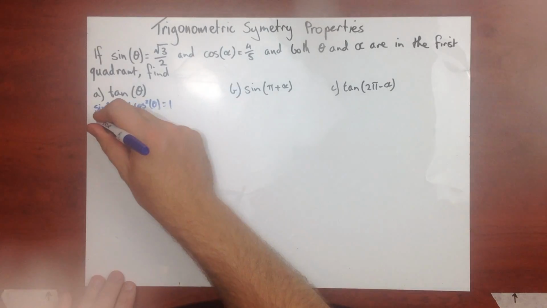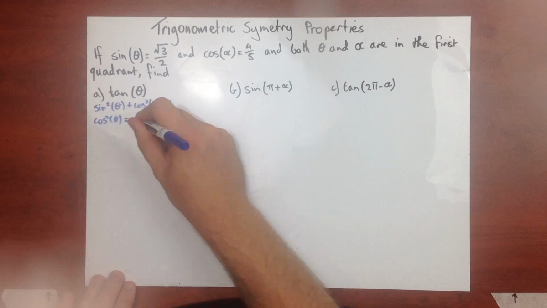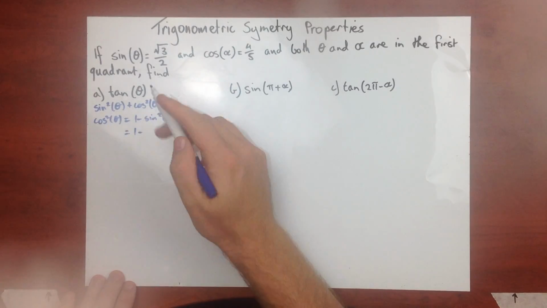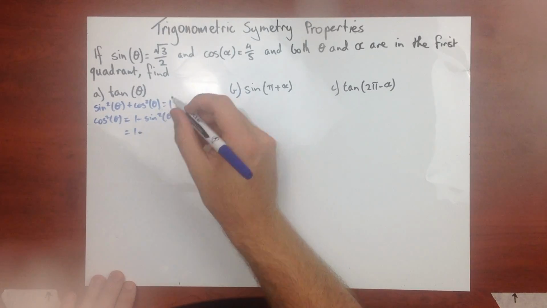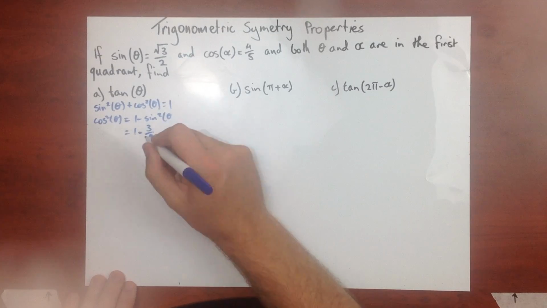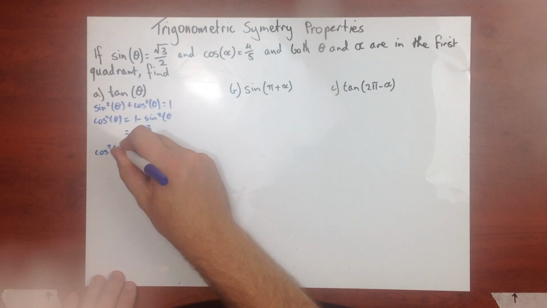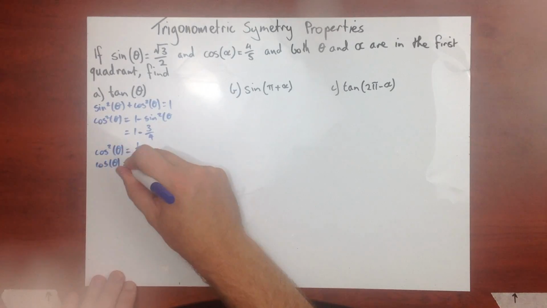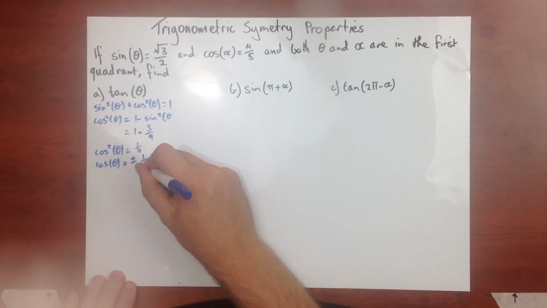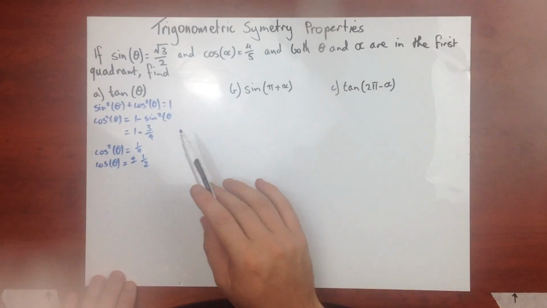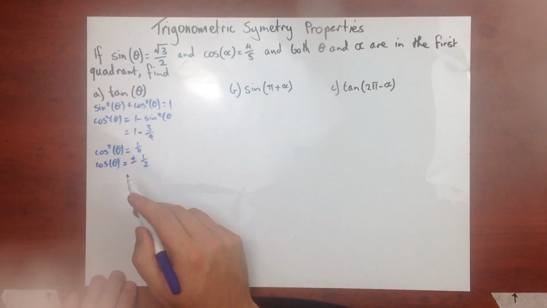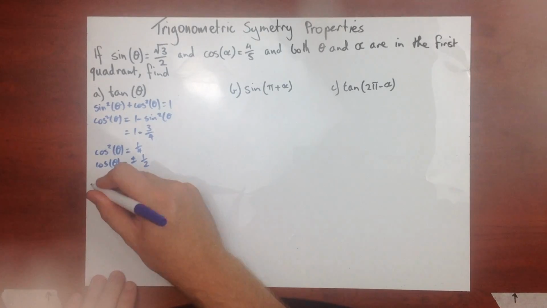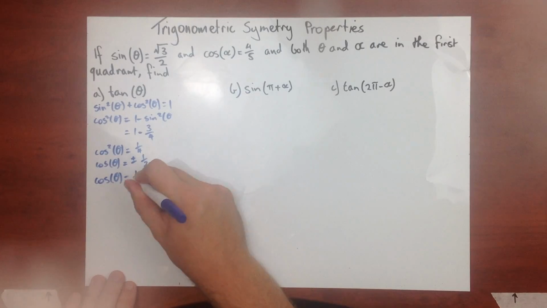That way we can say cos squared of theta equals 1 minus sine squared of theta, which we know is 1 minus, well, sine of theta is root 3 on 2, so we're squaring root 3 on 2, which is going to give us 3 on 4. So cos squared of theta is equal to 1 on 4, so cos of theta will be plus or minus a half. But we know that theta is in the first quadrant, so we've got to be looking at the positive one. So cos of theta equals a half.